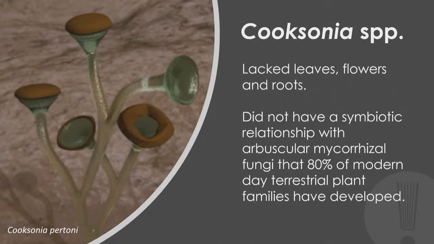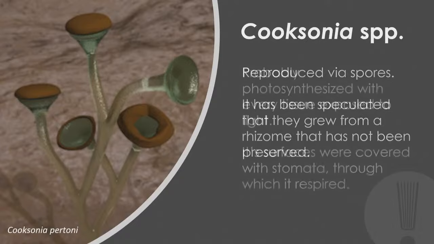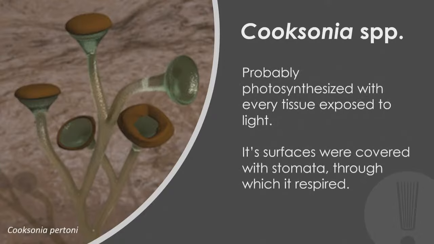They did not have any symbiotic relationship with arbuscular mycorrhizal fungi in the soil, which 80% of modern land plants currently rely on to get the nutrients they need. Plants had not evolved that relationship yet. They reproduced via spores, and it has been speculated that they grew from a rhizome that has not been preserved. They probably photosynthesized with every tissue exposed to light. So every part of that plant that was out in the open had chlorophyll that helped it photosynthesize. Surfaces were covered with stomata. Stomata are those parts of the plant that facilitate gas exchange during photosynthesis. They exhale oxygen and take in carbon dioxide.